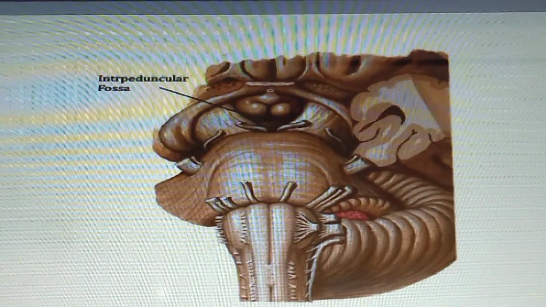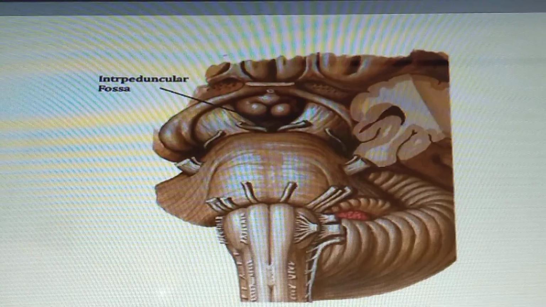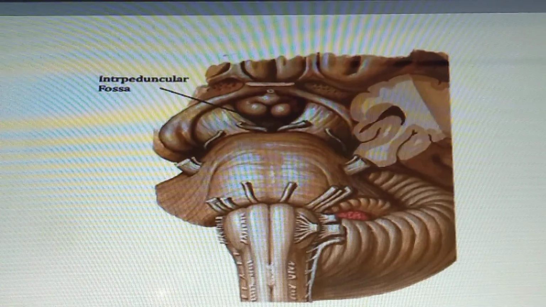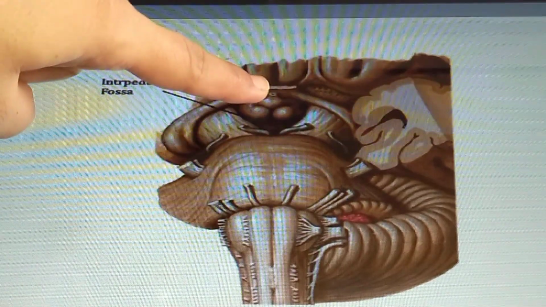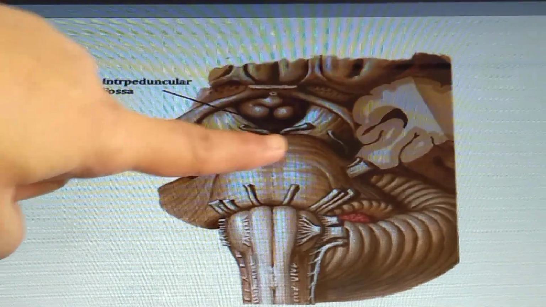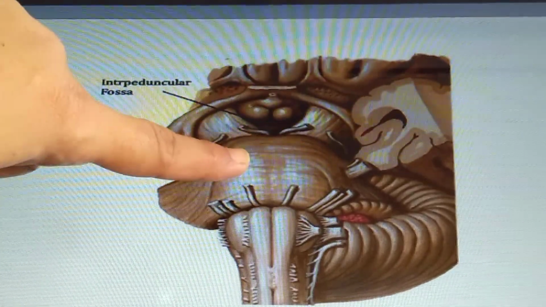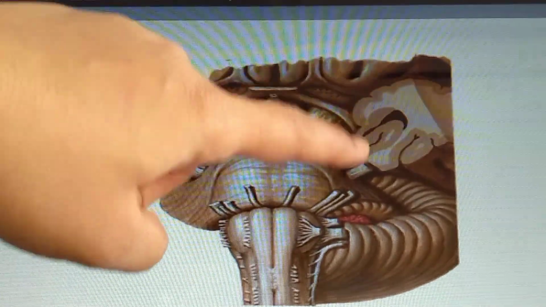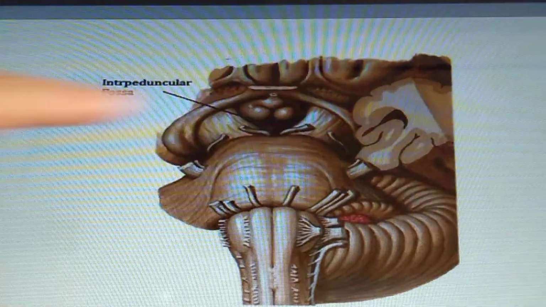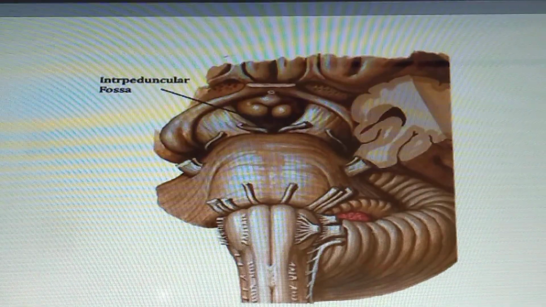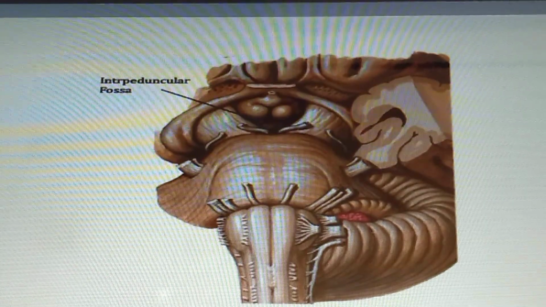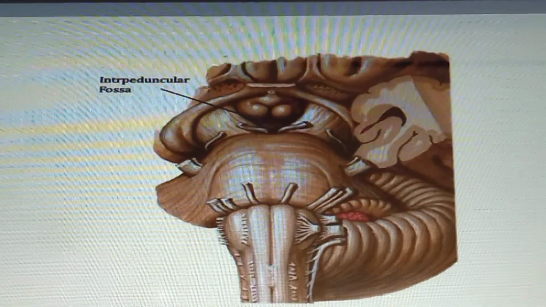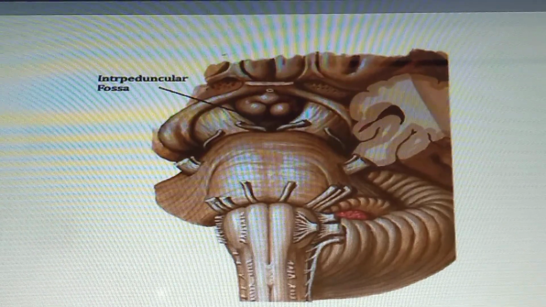It is a rhomboid shaped area at the base of the brain that is limited in front by the optic chiasma, behind by the anterosuperior surface of the pons, anterolaterally by the converging optic tracts, these are the optic tracts, and posterolaterally by the diverging cerebral peduncles. So that is the definition of the interpeduncular fossa.